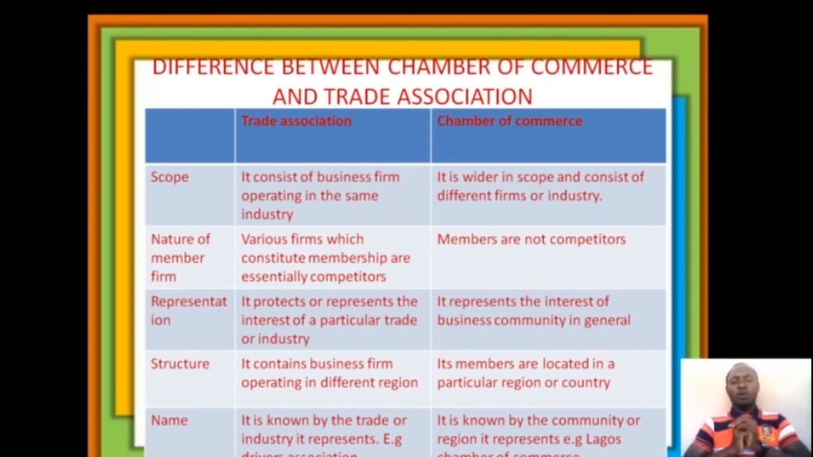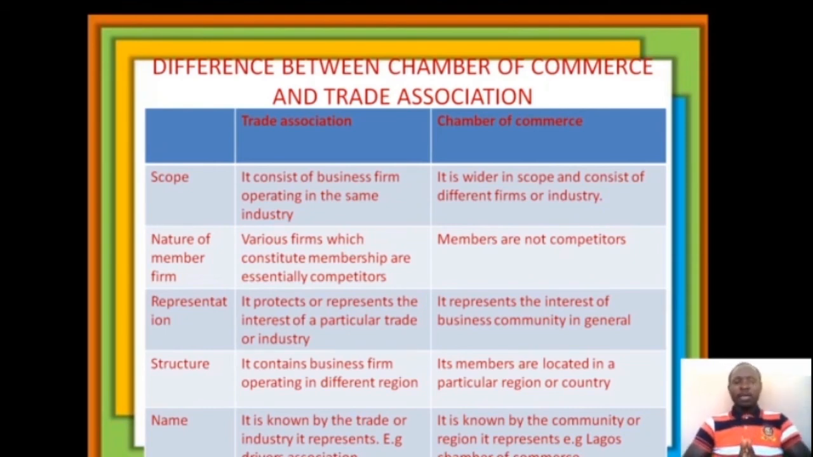But when it comes to Chamber of Commerce, you see, they are much more concerned about the region. If, for instance, we have the Oyo Chamber of Commerce, that Chamber of Commerce is much more concerned about trade and business in Oyo State. It has no business with any trade in other states, Lagos, no. It is much more concerned about the business in Oyo State. Or we have Gwarimpa Chamber of Commerce, for instance. This association is much more concerned about business in Gwarimpa. It has no concern with business in, let's say, Wuse or Maitama. No, it is only concerned with business in Gwarimpa.